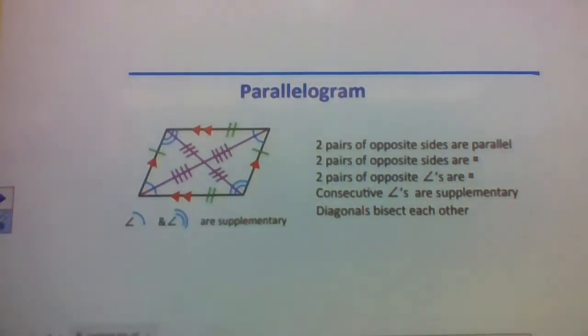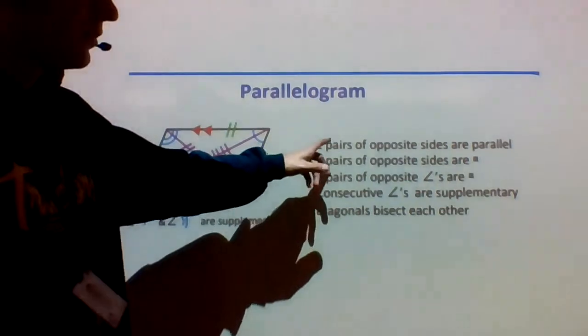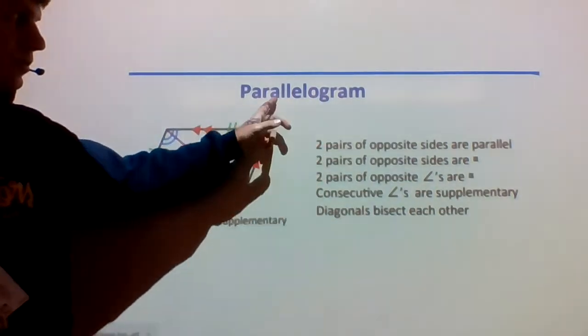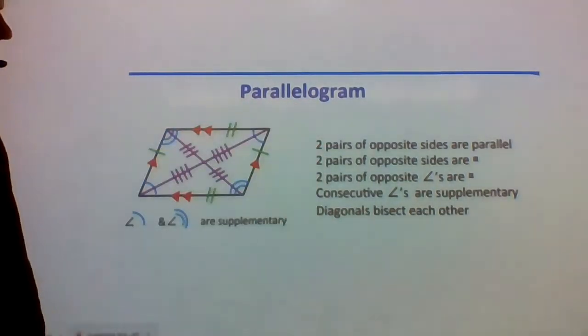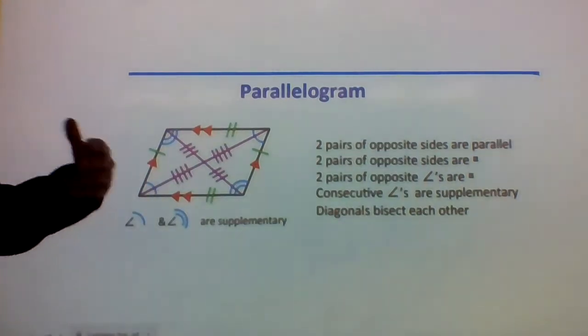Right, this is the review for parallelograms for our final. The first two slides just have the theorems, or the properties, listed there. Parallelograms are defined as having two pairs of opposite sides that are parallel. That's why they're parallelograms. And then we have the four additional properties.